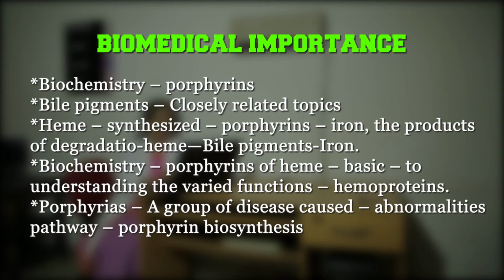Coming to the biochemical importance, at the end of this session, everyone should know the biochemistry of porphyrins, the bile pigments, and how heme is synthesized, the different steps, and porphyrins and iron. The biochemistry of porphyrin and heme is the basis for understanding the varied functions of the different hemoproteins. We also have to understand the importance of porphyrias, which are a group of diseases caused by abnormalities in the pathway of porphyrin biosynthesis.